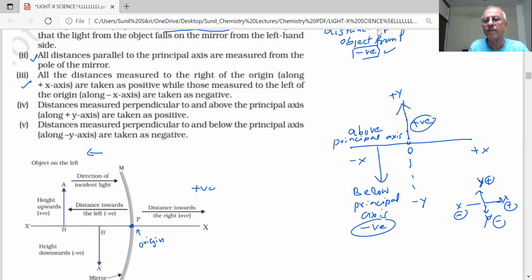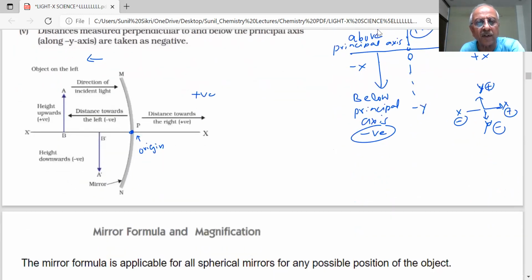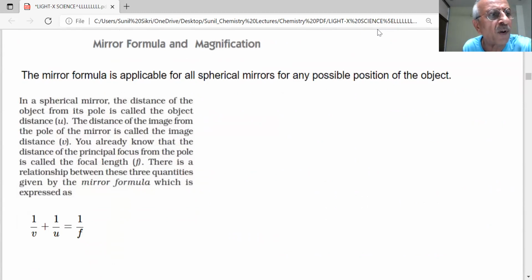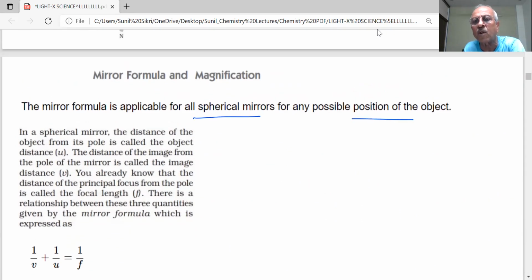Negative sign for this. Is it clear? Note down the sign convention. Now we are giving you the mirror formula and magnification. Mirror formula and magnification are very important. There will be questions on that. This mirror formula is applicable for all spherical mirrors for any possible position of the object.